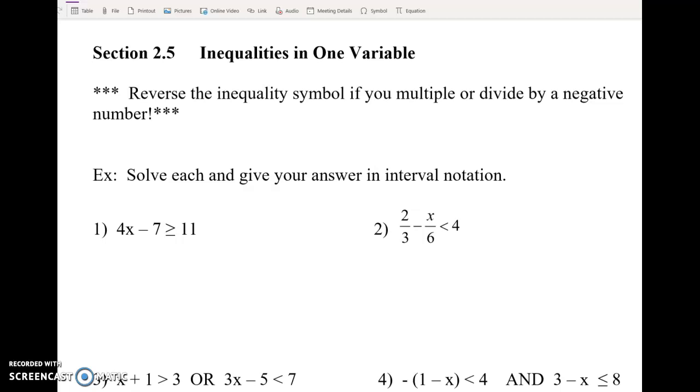Hey guys, today we're going to do section 2.4. Your book is 2.4, inequalities in one variable.